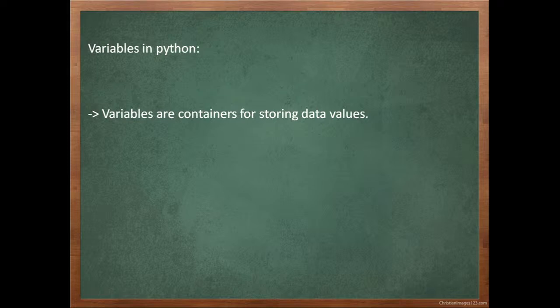A Python variable is a reserved memory location to store values. A variable is nothing but a container which stores the value in a memory location. A variable is nothing but a memory location. We name the memory location to store a value. That is called a variable. In other words, a variable in a Python program gives data for processing.